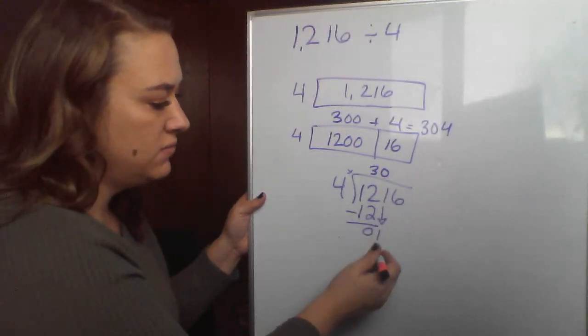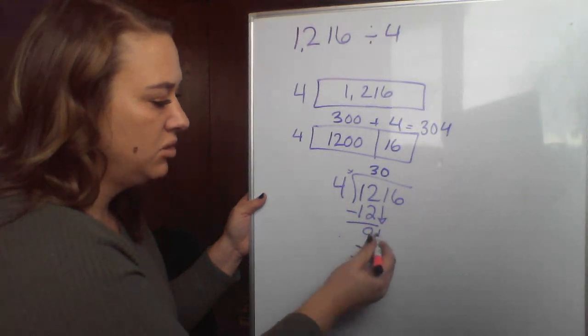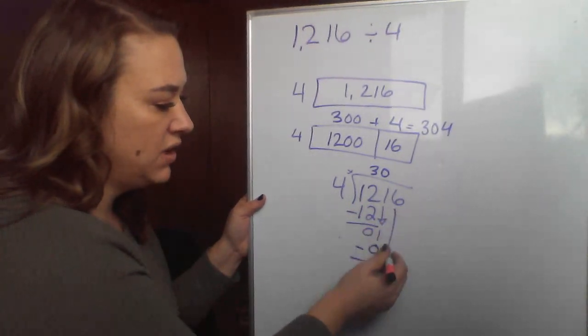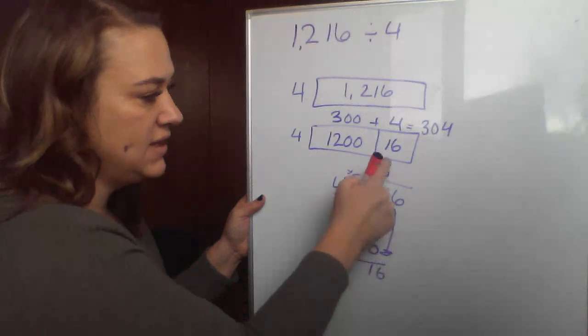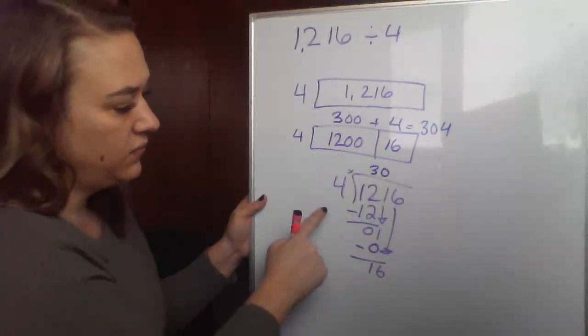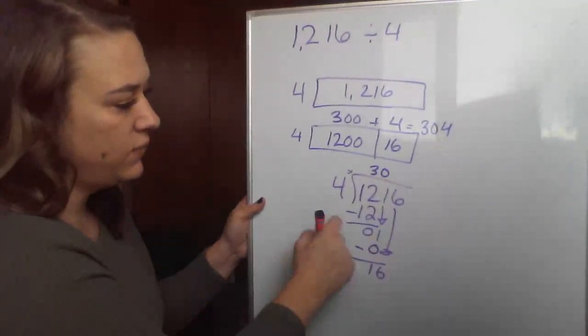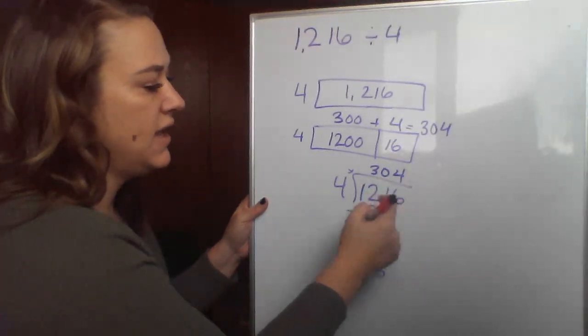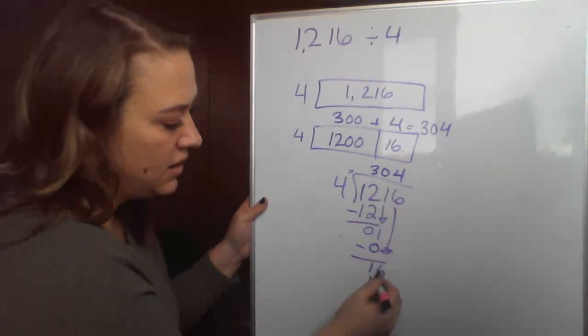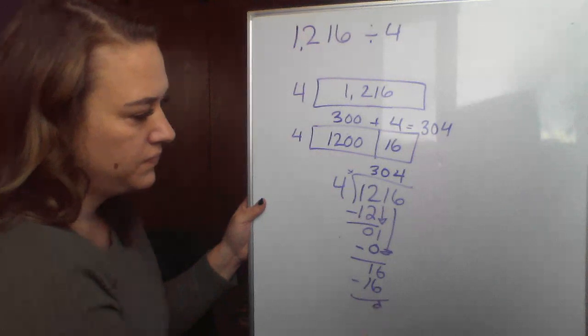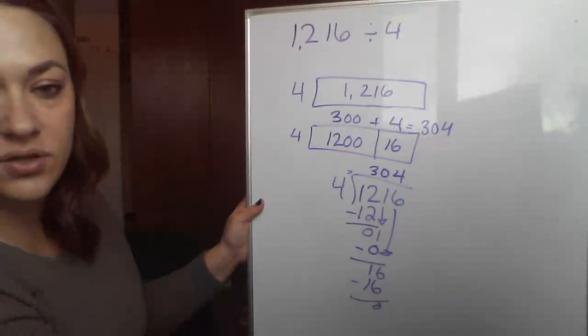1 cannot be divided by 4, so we put a 0. 4 times 0 is 0. Leaves us with 1, and we bring our 6 down. Now we have that 16 like we just had up here. So 16 divided by 4, I know is 4 because 4 times 4 is 16. So our quotient is 304.